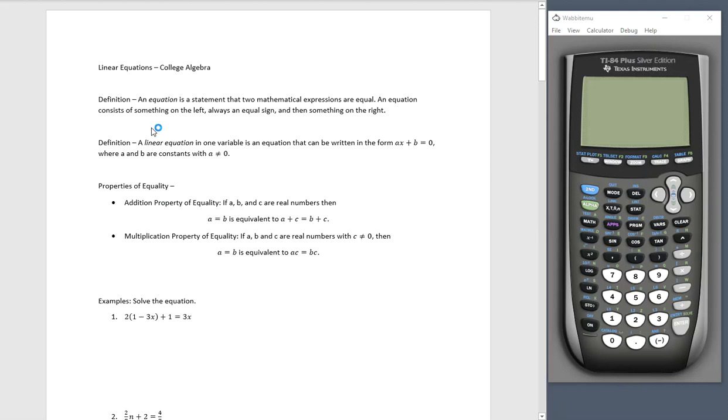Let's start with the definition. An equation is a statement that two mathematical expressions are equal. An equation consists of something on the left, always an equal sign, and then something on the right. Always. There's three parts to an equation.